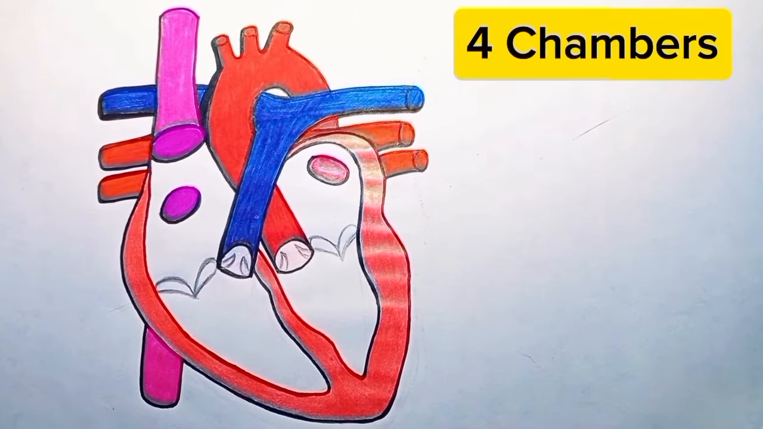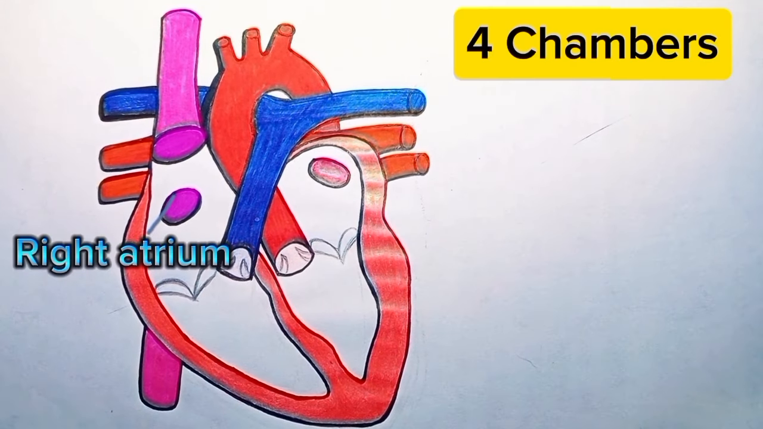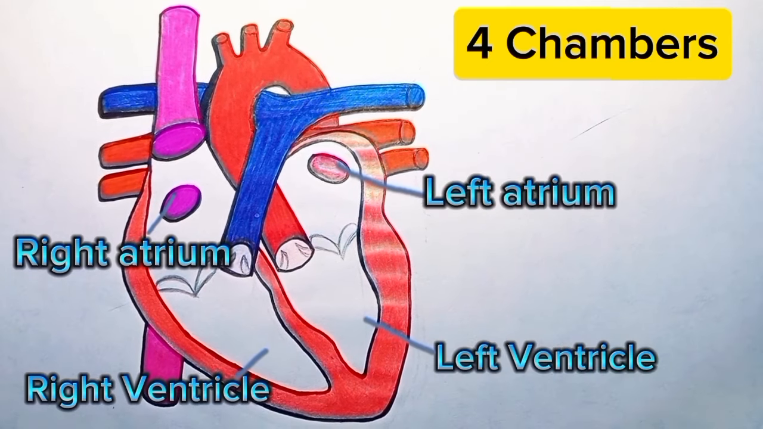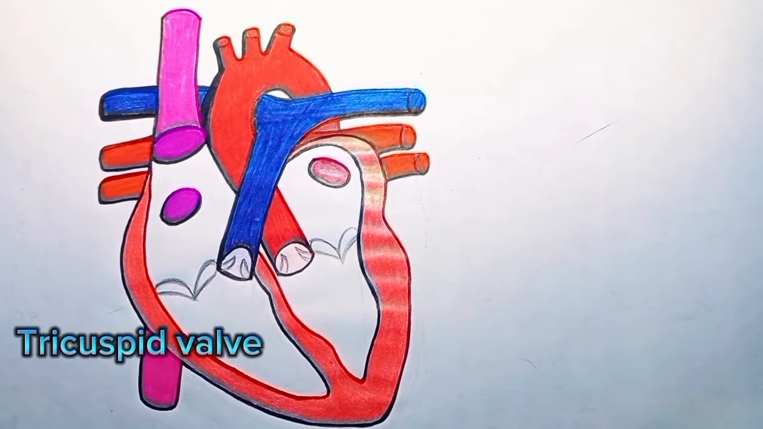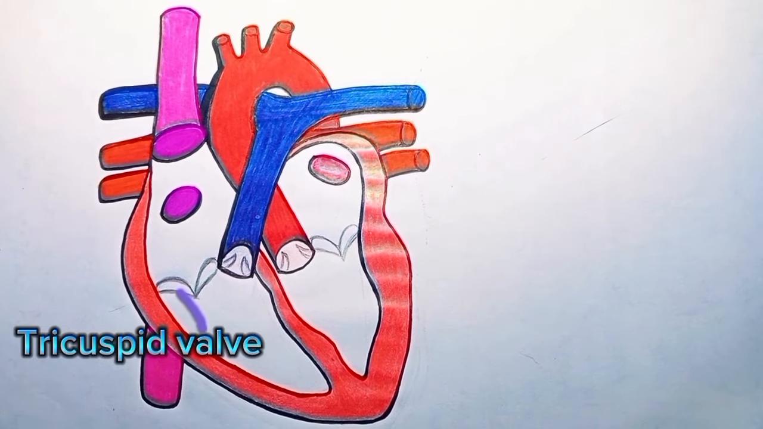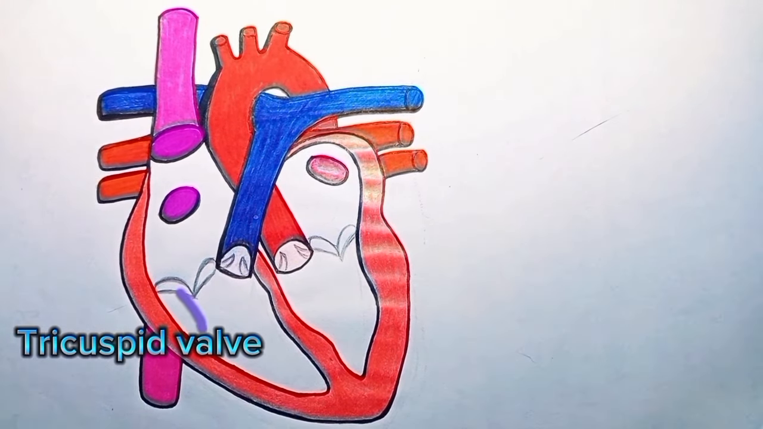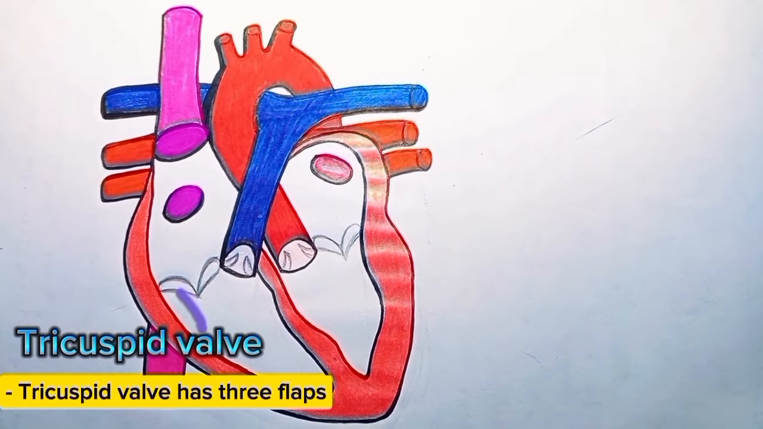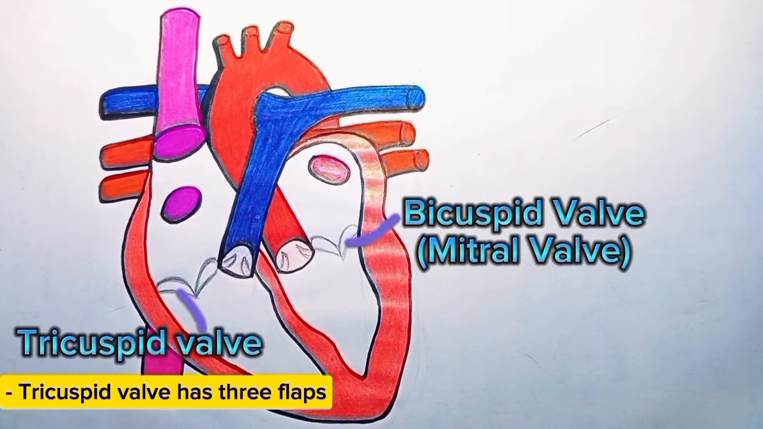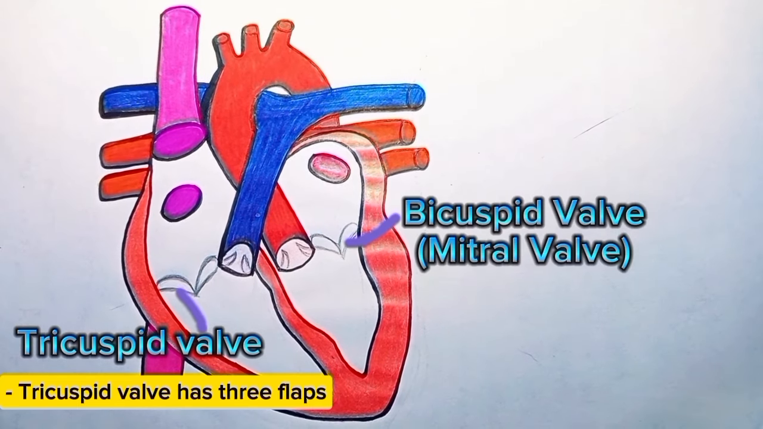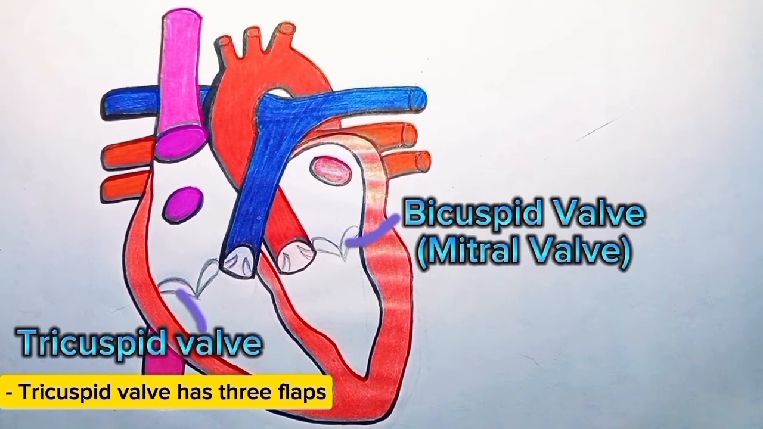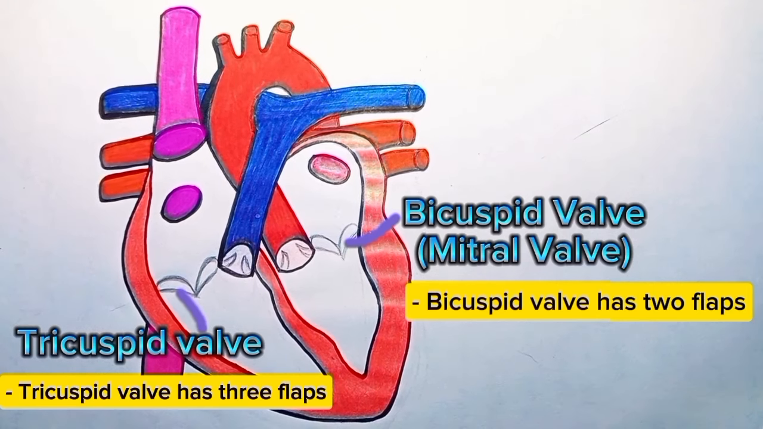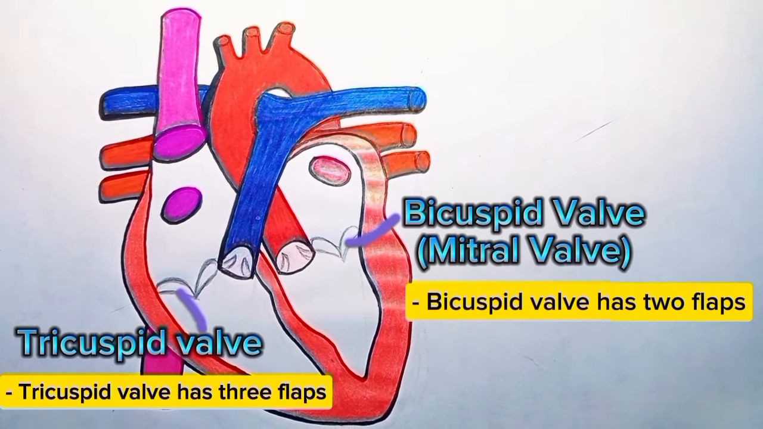The heart has four chambers: the right atrium, the right ventricle, the left atrium, the left ventricle. The right atrium communicates with the right ventricle through tricuspid valve. This valve has three flaps. The left atrium communicates with the left ventricle through bicuspid valve. The bicuspid valve has two flaps. Bicuspid valve is also known as mitral valve.